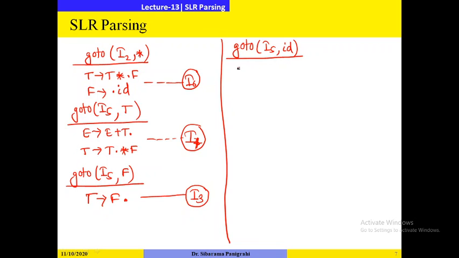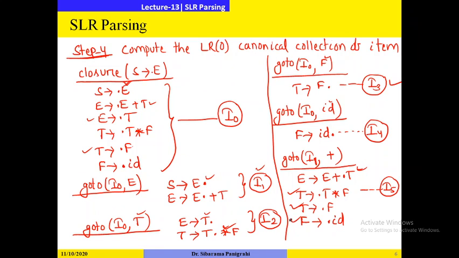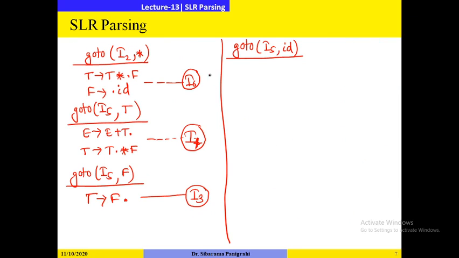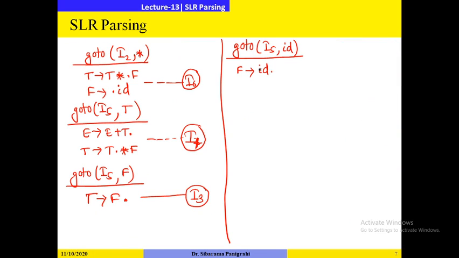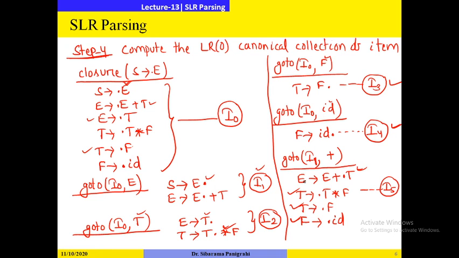So what I will get? Let me see the production. F gives to ID was there. So I will get F gives to ID dot. Now whether this production is already existing in an item set? Yes, you see in I4 it is already existing. So what do you have to do? You have to name it as I4. Now you see in I5 we have jumped all the symbols.